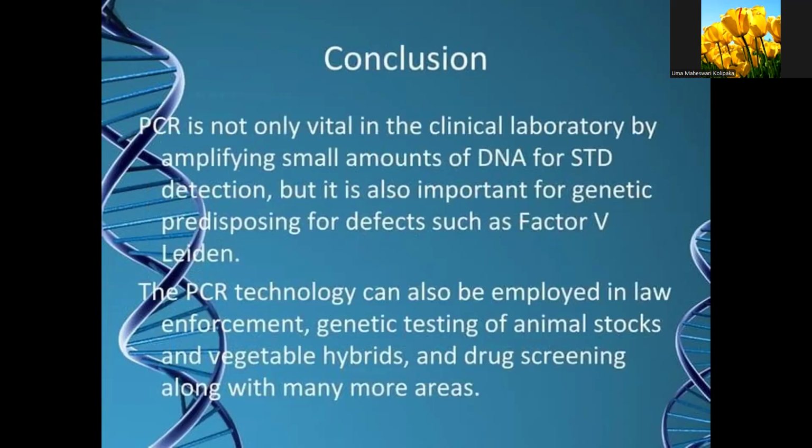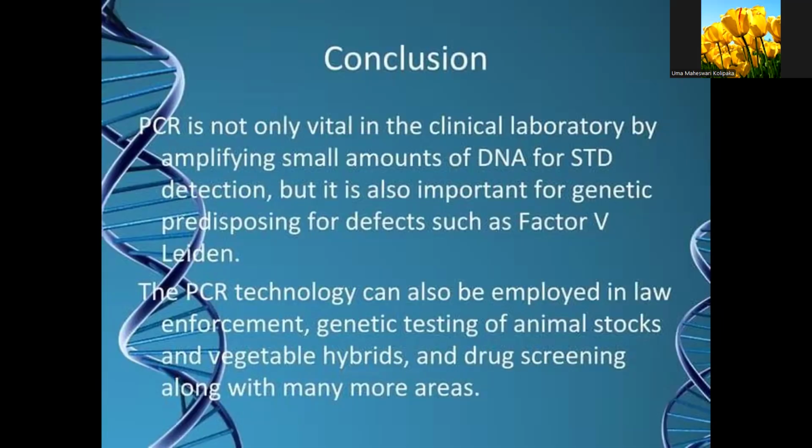Lastly, coming to the conclusion, PCR is not only vital in the clinical laboratory by amplifying small amounts of DNA for detection of sexually transmitted diseases, but it is also important for detecting genetic predisposition and defects such as factor V Leiden. PCR technology can also be employed in law enforcement, genetic testing of animal stocks and vegetable hybrids, and drug screening, along with many more areas. So this is all for this session. Thank you.